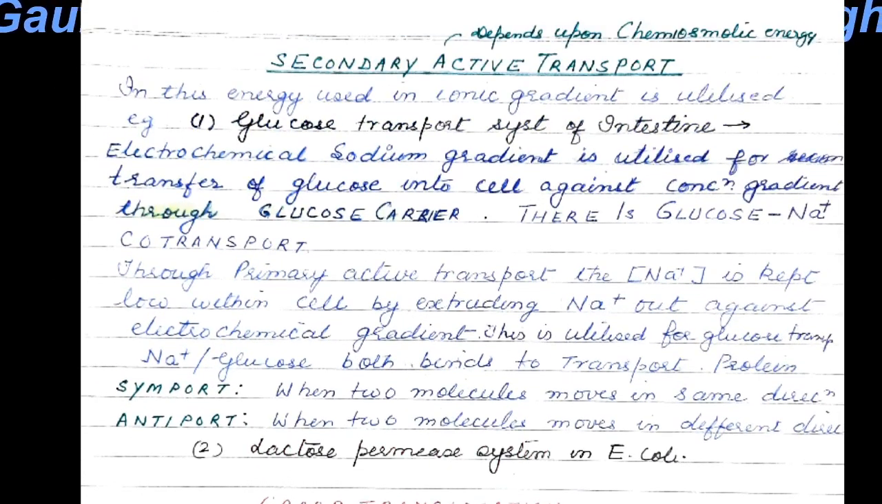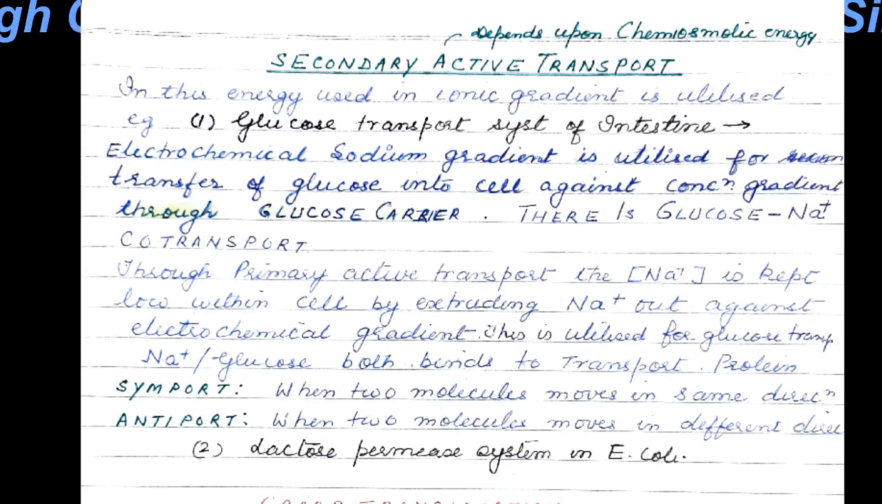So students, another is secondary active transport. It depends upon chemoosmotic energy. Although this may not be in the scope of your studies, the energy stored in an ionic gradient is utilized, and you just need to remember only 2 examples. The glucose transport system of the intestine is a kind of secondary active transport in which the electrochemical sodium gradient is utilized for secondary transport of glucose into the cell against the concentration gradient through a glucose carrier.